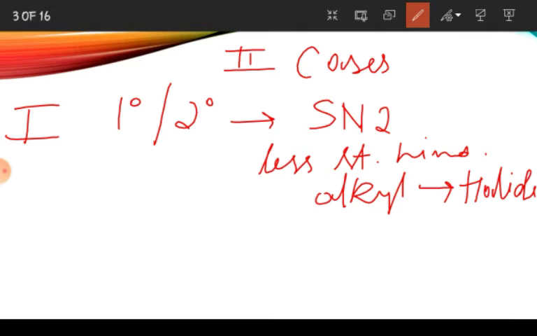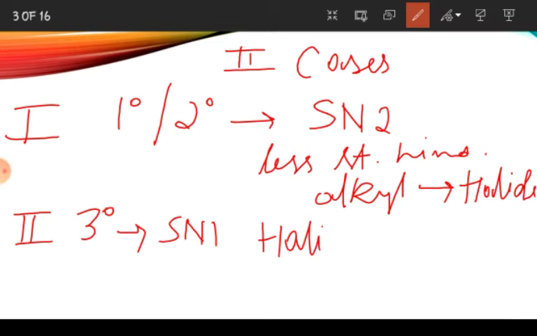And the second case, if any of the alkyl groups is 3 degree, then it will follow the SN1 mechanism, and the halide will go with the tertiary or 3 degree part. That halide part will go with this 3 degree alkyl group.